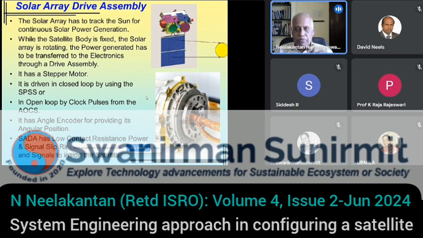And therefore, the power from the rotating solar panel has to go through what is called a solar array drive assembly. It consists of a rotor through which the power harness is passed through very low resistance power as well as signal slip rings. The drive mechanism is driven by the solar panel sun sensor mounted on the solar panel, or it is also driven by the clock pulses from the control electronics.